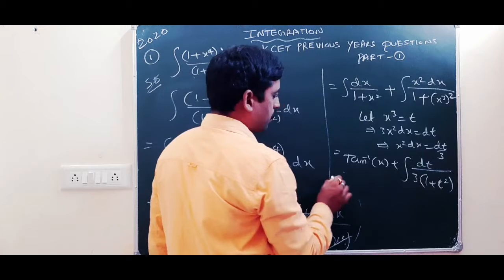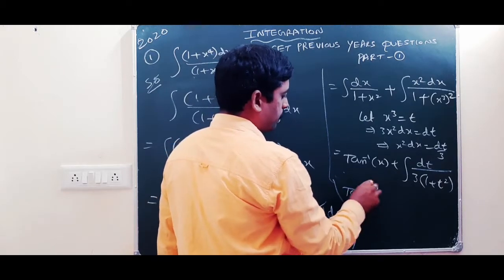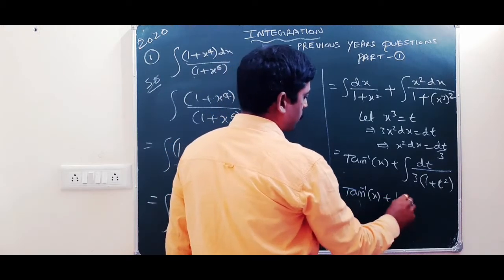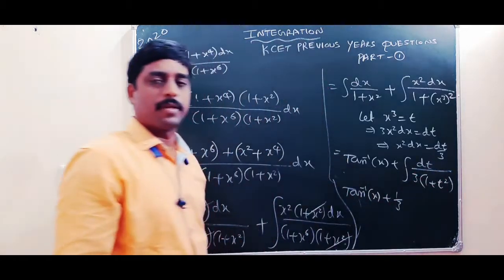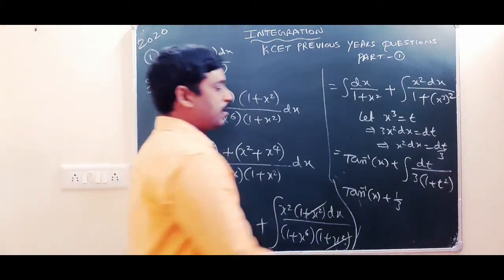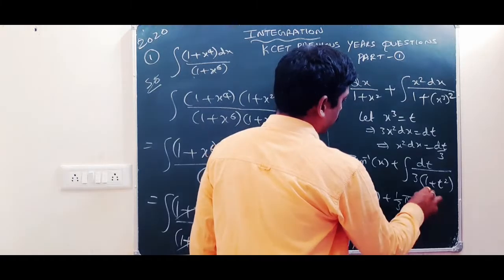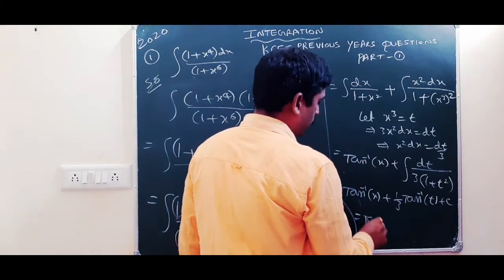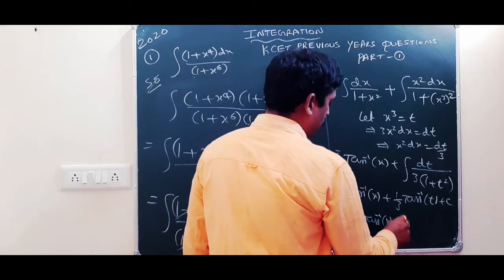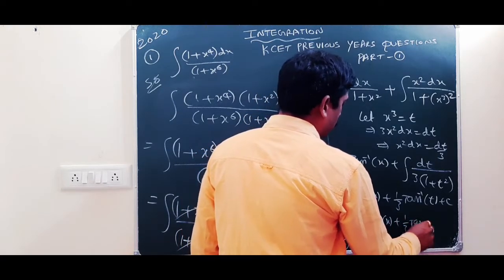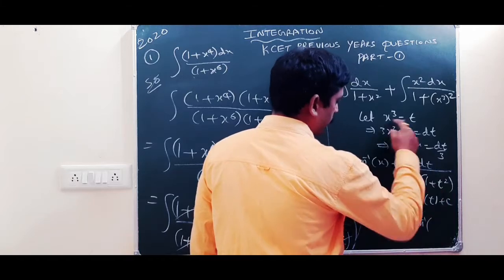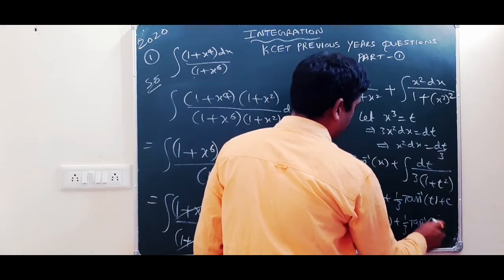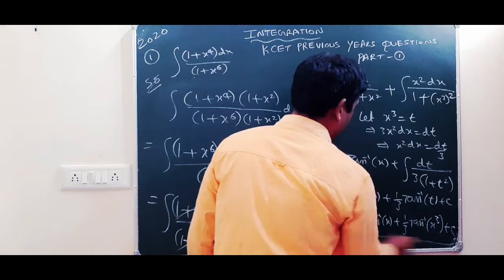Therefore tan inverse of x plus 1 by 3 times the integral of dt by 1 plus t square. We have the formula tan inverse of t. Therefore tan inverse of x plus 1 by 3 times tan inverse of, in place of t, we write x cube. So this is the final answer.